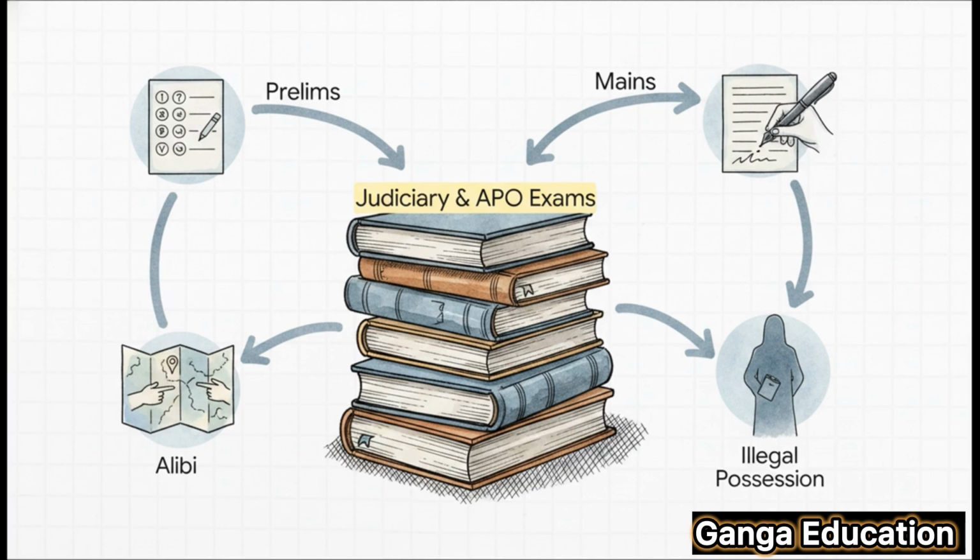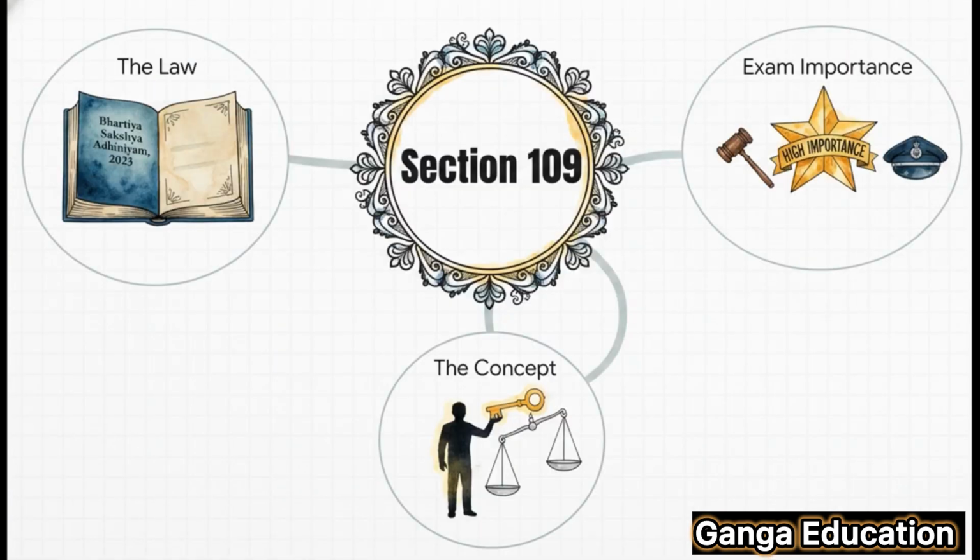And for APO exams, you can definitely expect direct, problem-based questions on this, especially in cases dealing with an alibi or illegal possession. So, let's do a very quick revision. What are the 3 key takeaways? First, the provision is Section 109 of the Bharatiya Sakshya Adhiniyam 2023. Second, its core concept is that the person with special knowledge of a fact has the burden to prove it. And third, its importance for both judiciary and APO exams is very, very high.